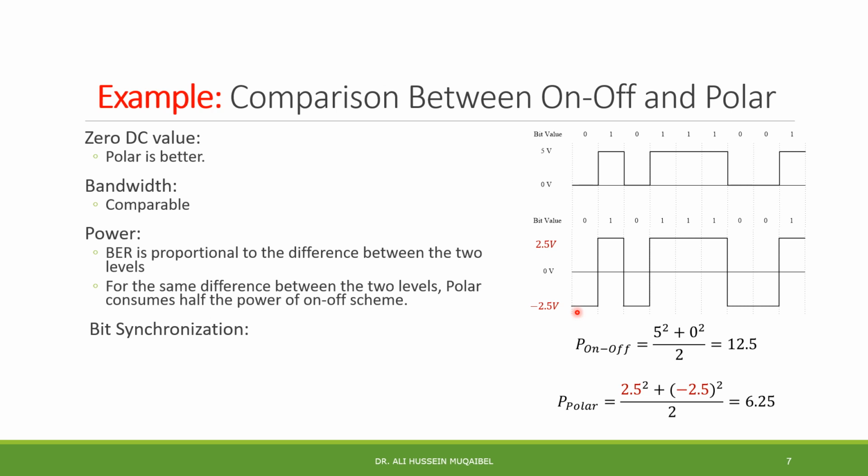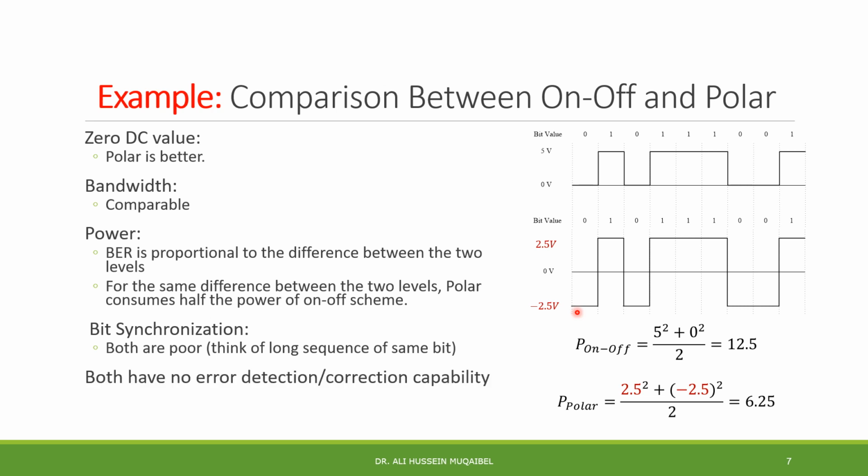Bit synchronization, they are the same, they are comparable. Both are poor because there are no transitions. A long sequence of ones or zeros would mean lots of trouble. Both have no error detection or correction capability, and both require 2 voltage supplies. Oh sorry, polar requires 2 voltage supplies, on-off does not. This is a basic comparison between the two. You can exercise yourself by trying different line codes. Apply the same example for different line codes.